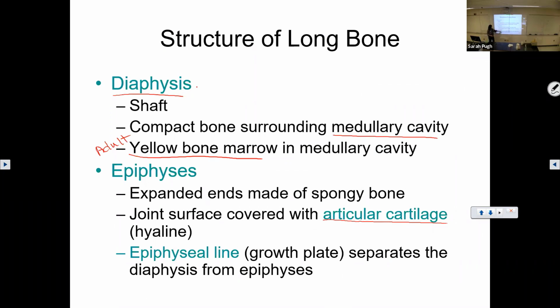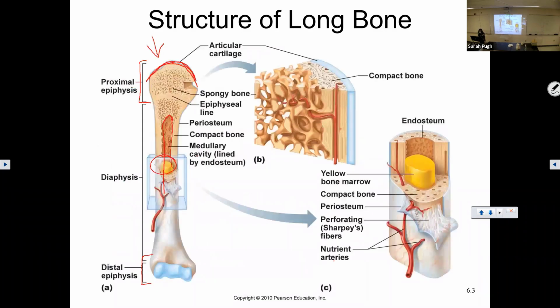There is also in the epiphyses something called the epiphyseal line. This is another term for the growth plate. This is truly where your long bones are going to grow in length from. It's from this epiphyseal line. It separates the epiphyses from the diaphysis. So if we look, you can see that epiphyseal line right there.